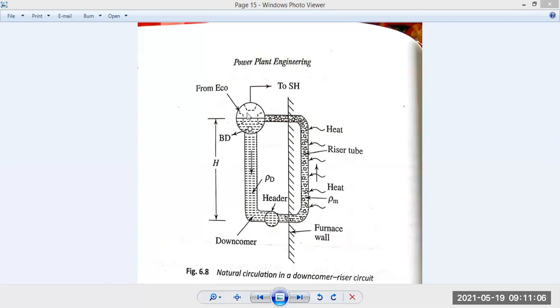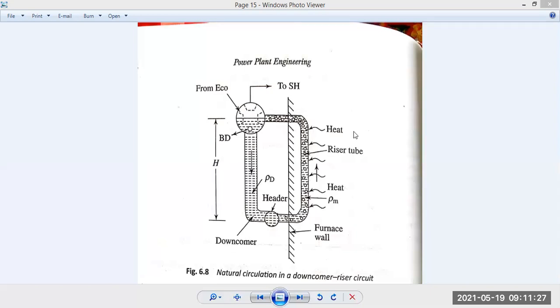Now, feed water from the economizer always enters the drum, and from the drum, saturated steam is supplied to the superheater, where it is heated to around 530 to 570 degrees centigrade. But its input is a saturated stream, at around 100 degrees centigrade.